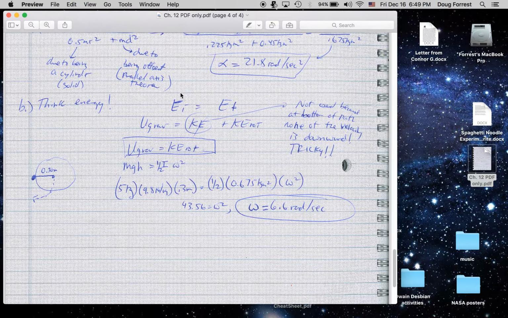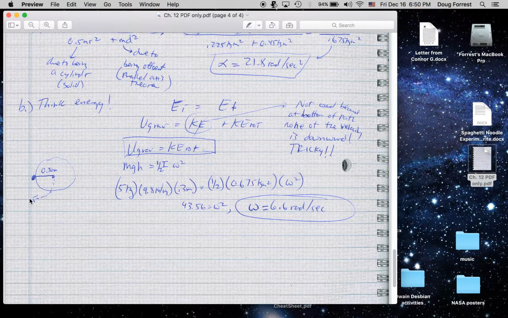The last part, you need to think energy. Now, this was tricky. E_i does equal E_f. And you think, well, the gravitational potential energy is going to turn into kinetic energy and maybe some rotational kinetic energy. Actually, this turns into all rotational kinetic energy. So the idea is this thing is falling down, the center of mass is getting lower, but it's not gaining kinetic energy in the fact that it's moving linearly a certain distance. It's all about rotating about that point.